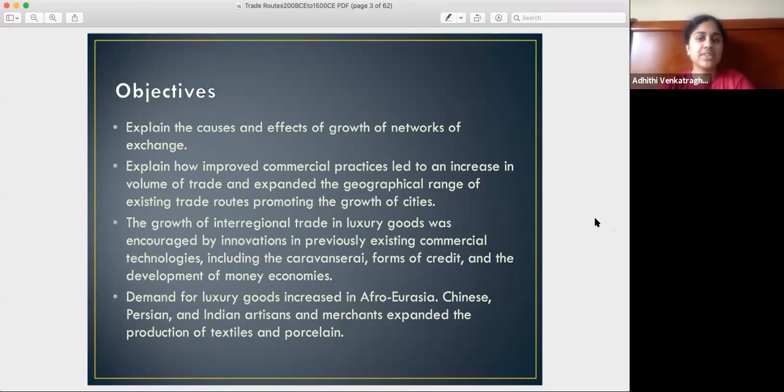So the objectives of this are to explain the causes and effects of growth and networks of change. Also to explain how improved commercial practices led to an increase in volume of trade and expanded the geographical range of existing trade routes, promoting the growth of cities and the growth of interregional trade and luxury goods, and how it was encouraged by innovations in previously existing commercial technologies, like the caravans, forms of credit, and the development of money economies. Also the demand for luxury goods that increased in Afro-Eurasia, so Chinese, Persian, and Indian artisans and merchants expanding the production of textiles and porcelain.